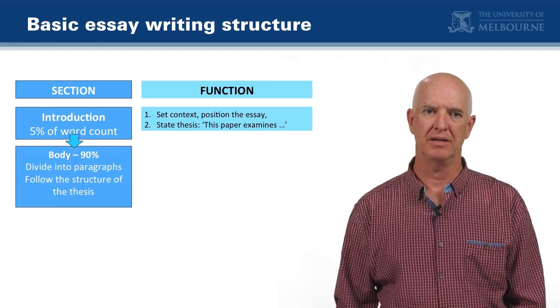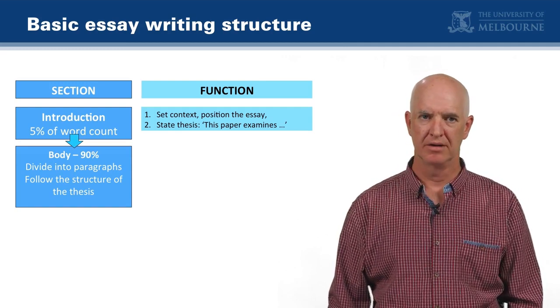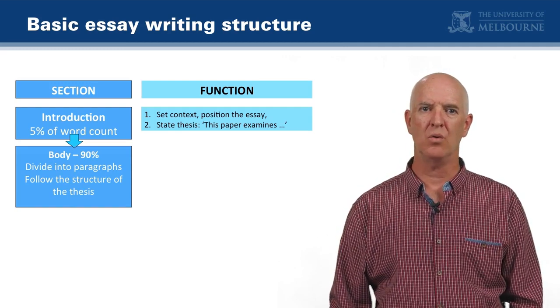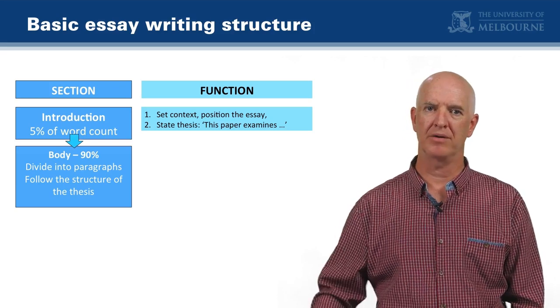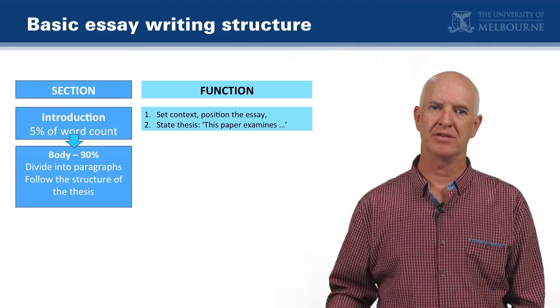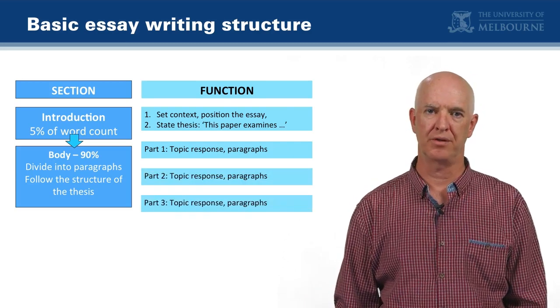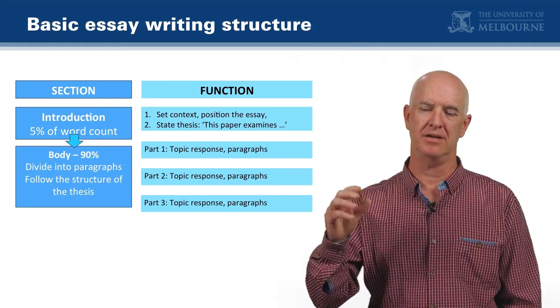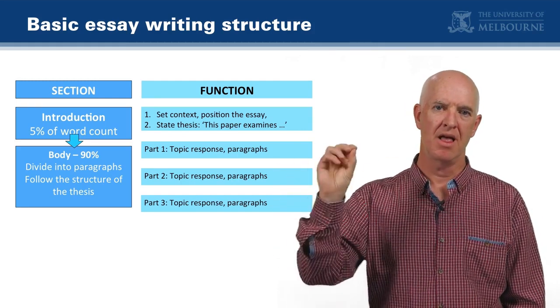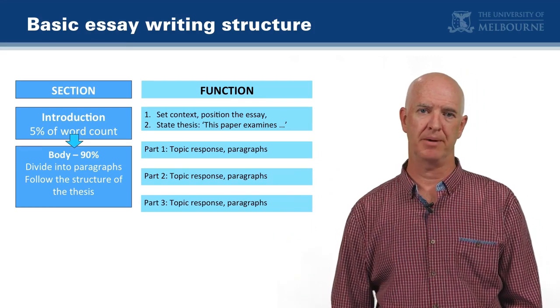The second part, or the main part, is the body. It takes 90% of the word count. This is always divided into paragraphs. The paragraphs make up the sections, and the sections follow the structure proposed in your initial thesis in the introduction. So if you're saying this essay examines A, B, and C, that is the sectional order of your paper.